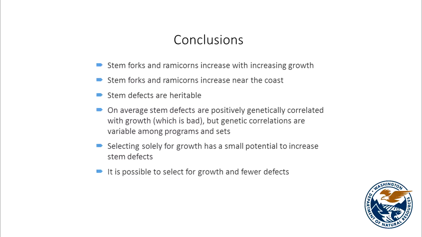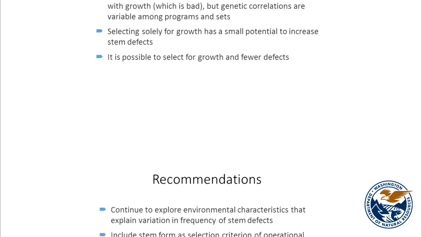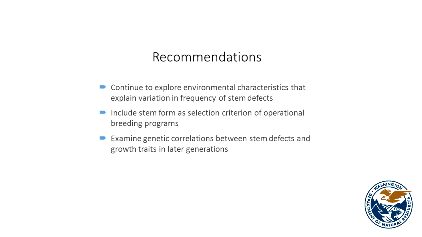So selecting solely for growth has a small potential to increase stem defects, but it is possible to select for growth and fewer stem defects at the same time. So going forward in a tree improvement program, we would want to continue to explore what sort of environmental characteristics are contributing to these stem defects. And we would want to include stem form as a selection criteria in our operational breeding programs.